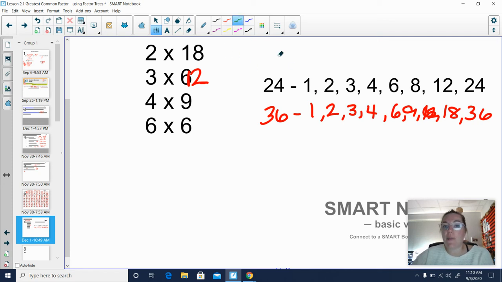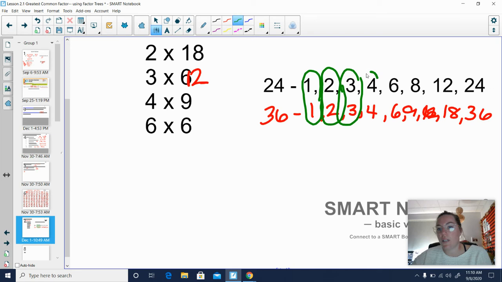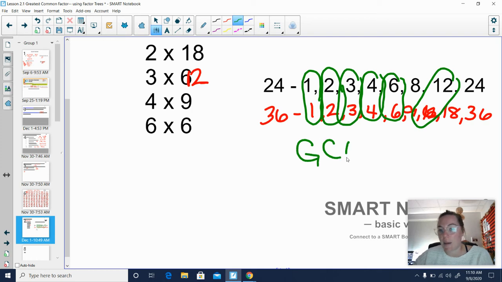Okay, the greatest common factor means that we find all of the factors that these numbers have in common. So they have 1, 2, 3, 4, 6, 8, 9, 12, 18, 24, and 36. So we find the common factors, and then the greatest common factor would be the biggest one that they have in common, which is 12. It's that simple, okay? Super easy.